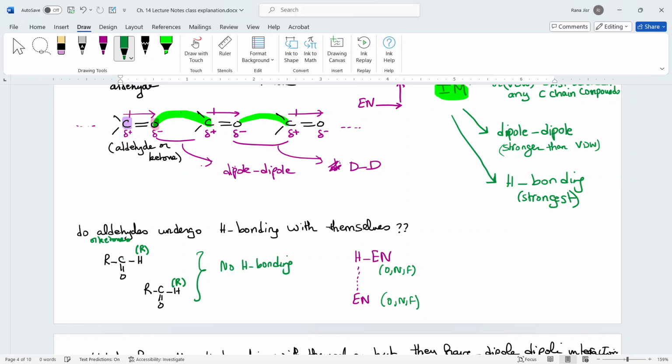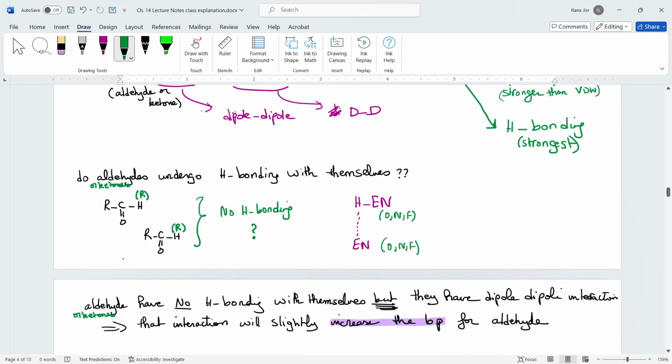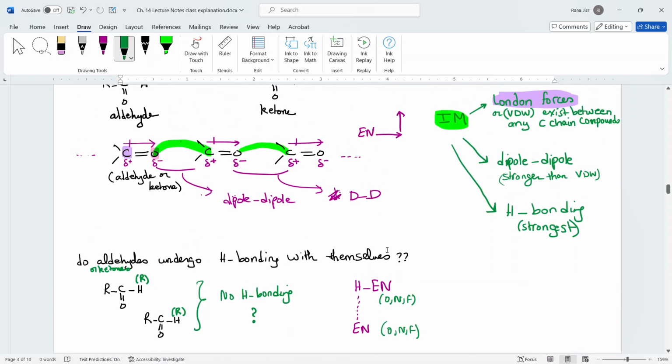So if there is no hydrogen bonding, what does this tell me about the boiling point of the aldehydes? This means that the boiling point of the aldehyde is not very high because there is no hydrogen bonding. But please pay attention that aldehydes have other intermolecular forces going on other than the hydrogen bonding. And these intermolecular forces, the dipole and the hydrogen bonding, both affect the boiling point.